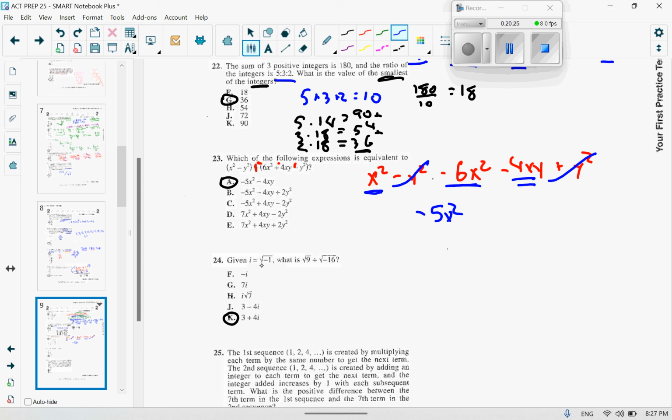Given that i is the square root of negative 1, well, square root of 9 is just 3, and I could rewrite this as square root 16 times square root negative 1, so this is going to be 4i, so I get 3 plus 4i there for letter K.